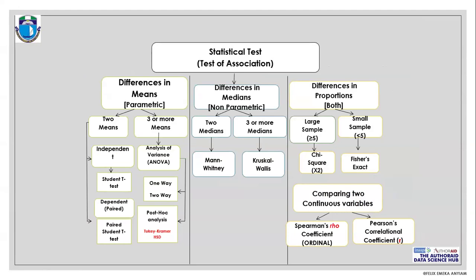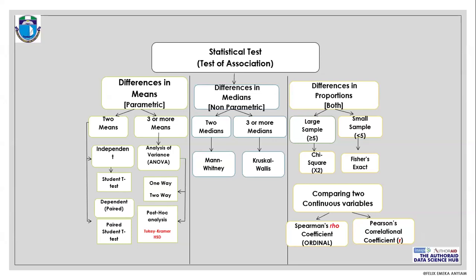So if you're going to be checking for differences in two means, the test of significance you're going to be using for checking differences in two means would be the student t-test. If it's a pre and a post mean, then you're going to be using the paired student t-test.